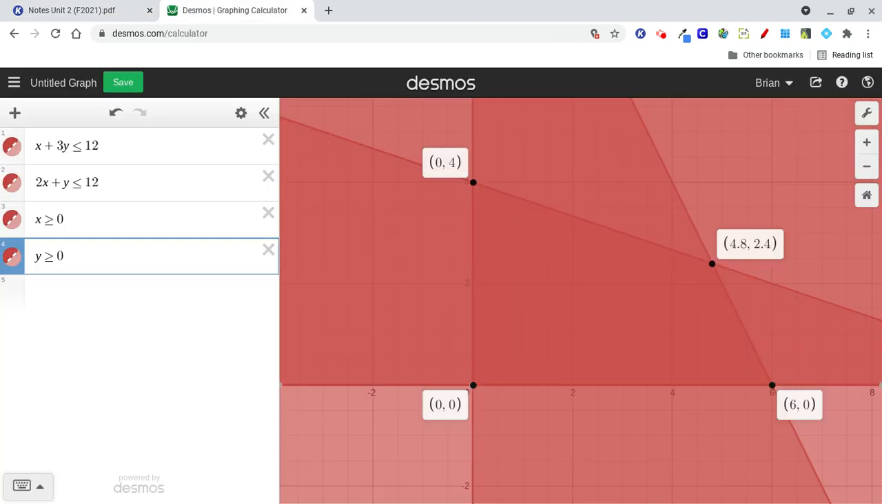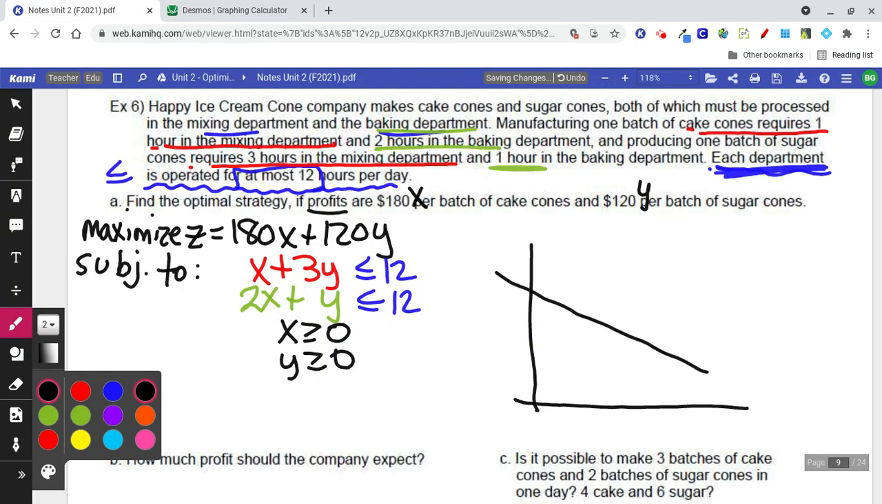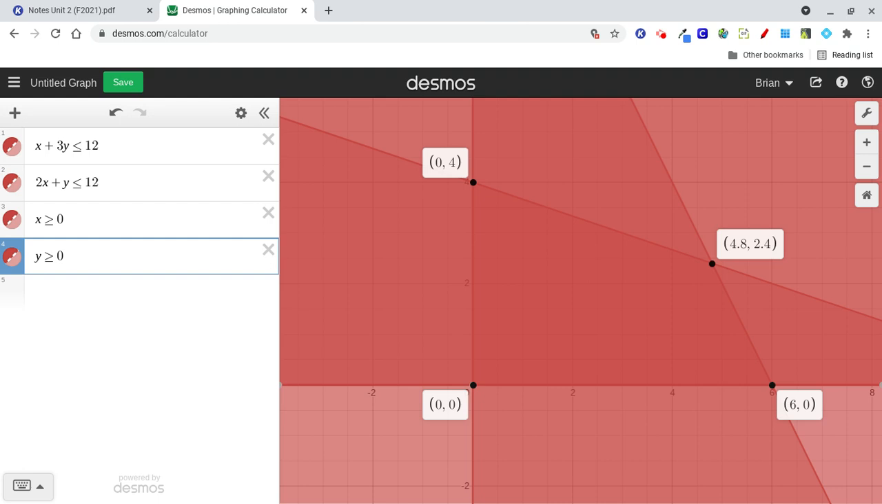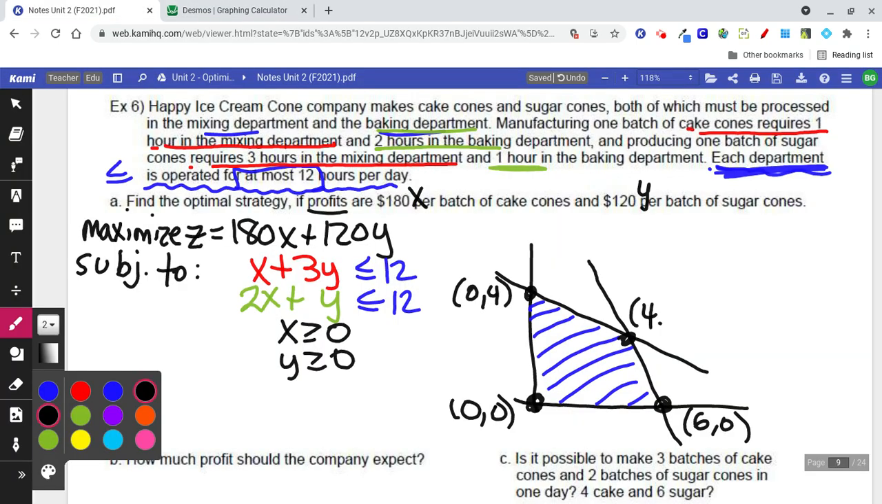Here's my axis. I've got kind of a steep one and a not steep one. So I'm just going to kind of sketch this out. It looks something like that. Feasible region. And I've got corners. Here's one, here's one, here's one, and here's one. Obviously, this is the point 0, 0, 0, 4, and 6, 0. And then that weird one, 4.8, 2.4.